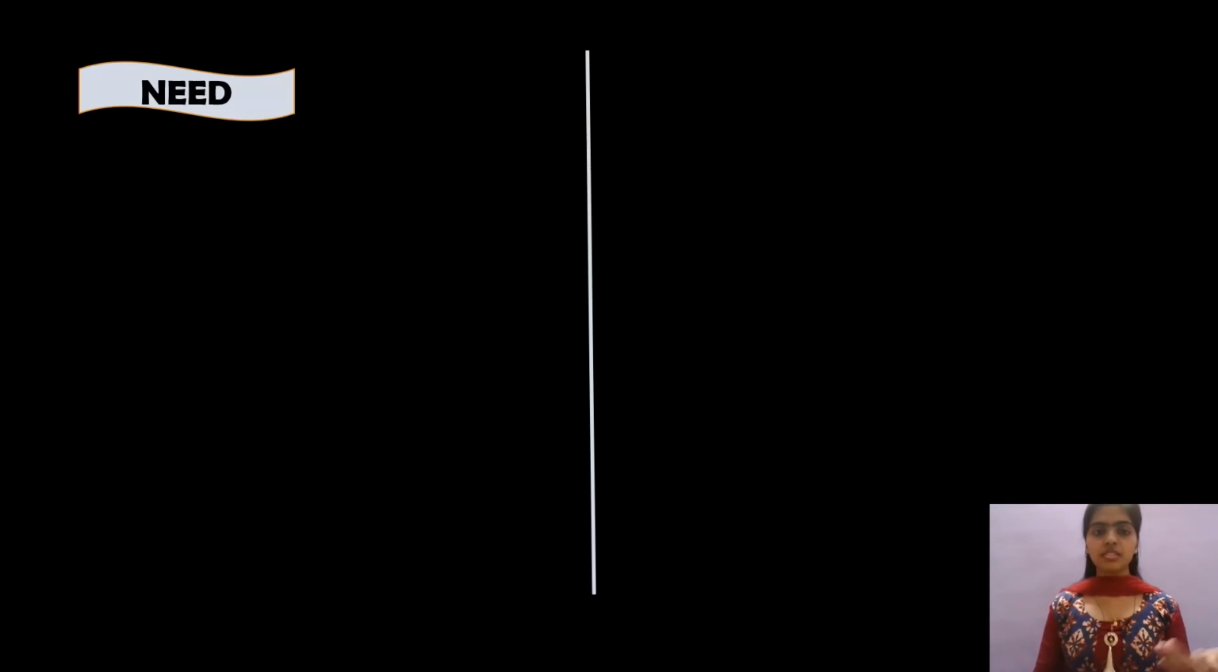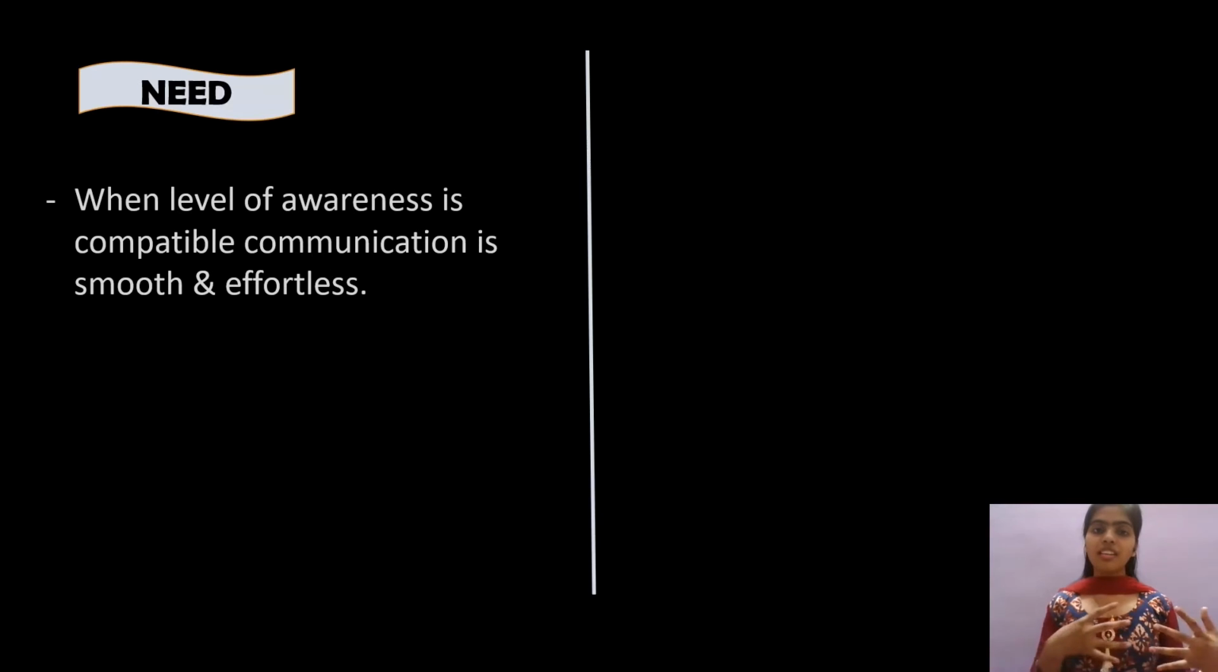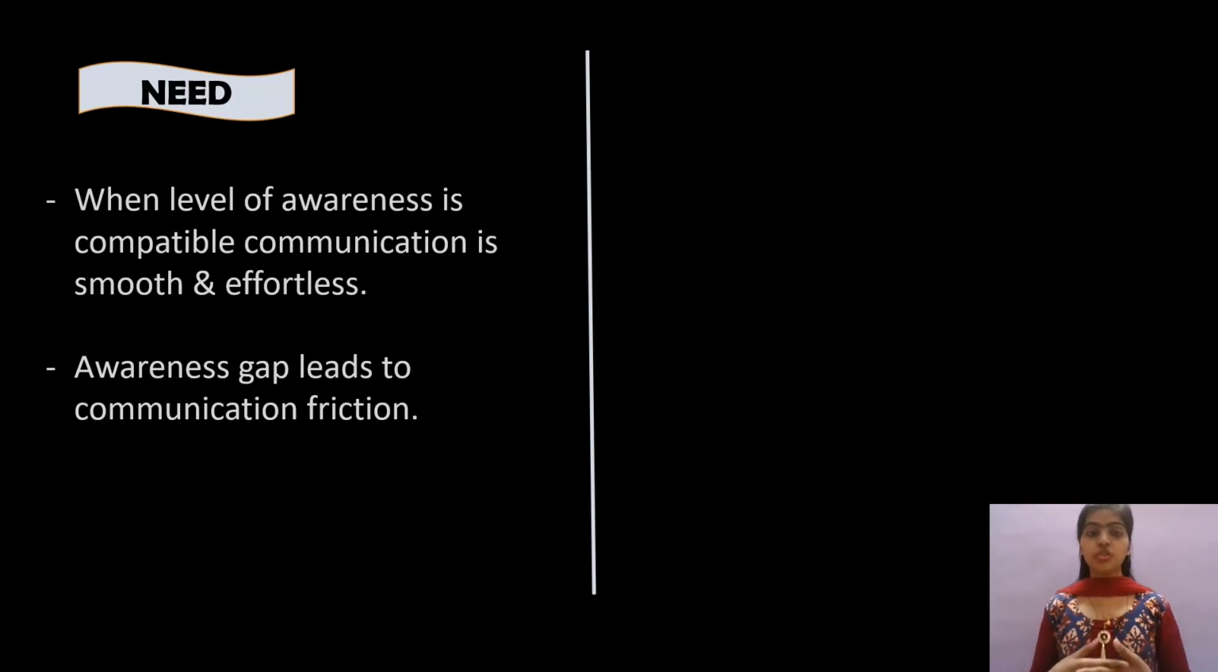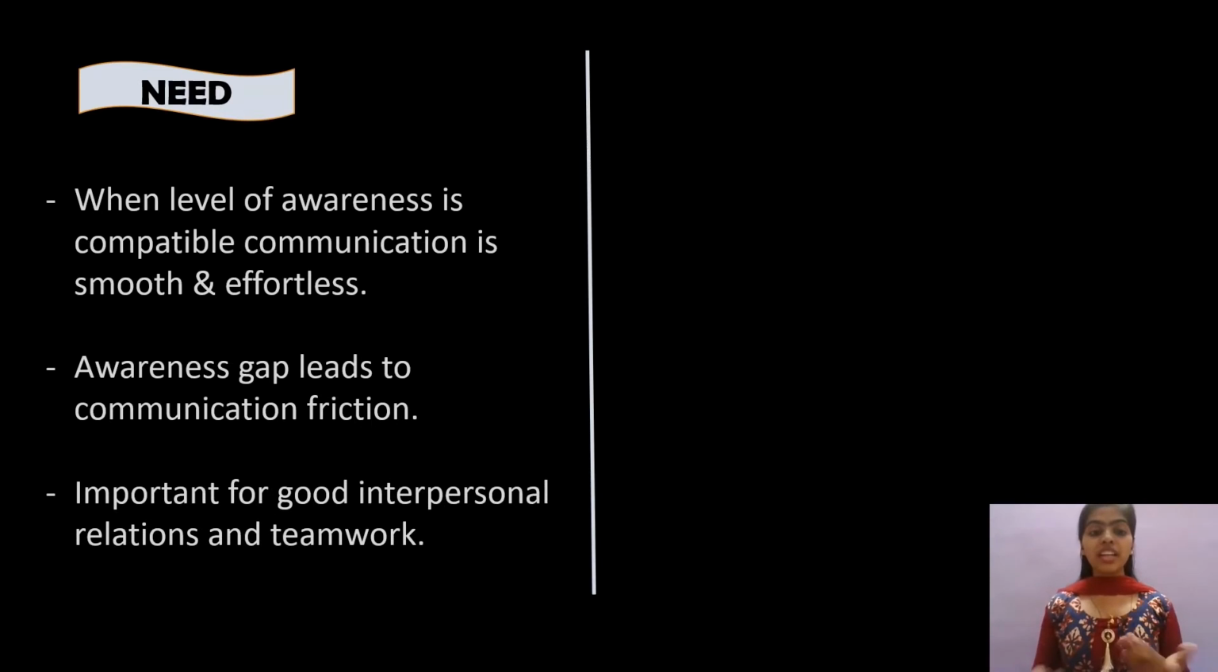Like we discussed, interpersonal behavior is about communication, how we communicate. So when the level of awareness is compatible, people are really aware of each other, then the communication is very smooth and effortless. There is no friction in the communication, so there is a good interpersonal relationship. Supposing two people working together are not quite aware of each other, then there is a lot of friction in the communication. So the awareness gap is what causes the friction. So it is very important for good interpersonal relations and also to build teamwork in organizations.